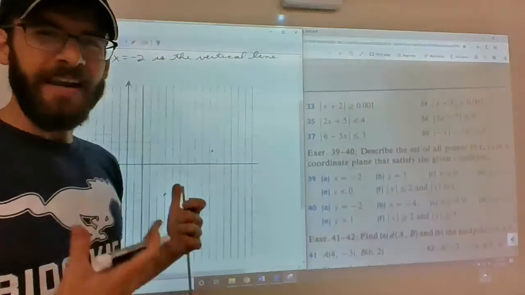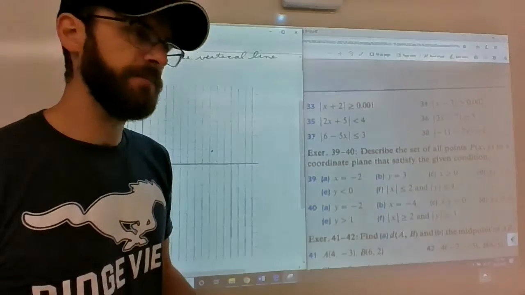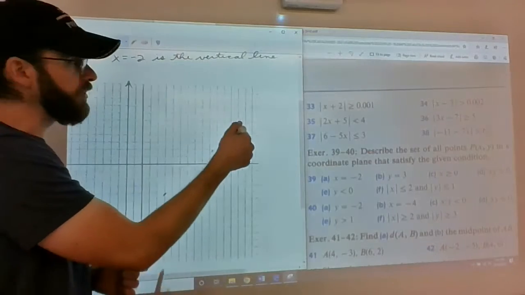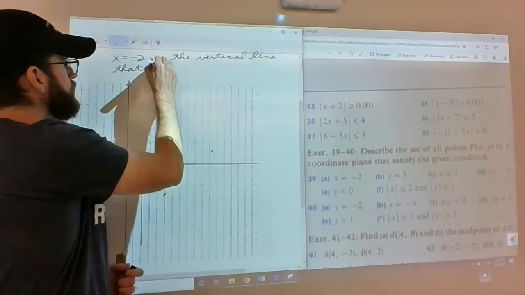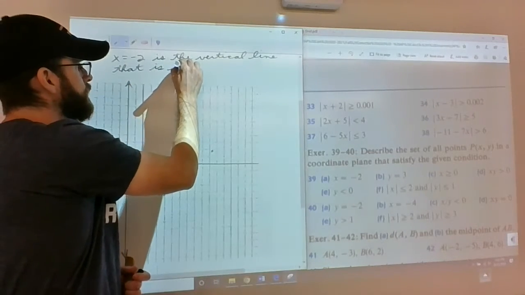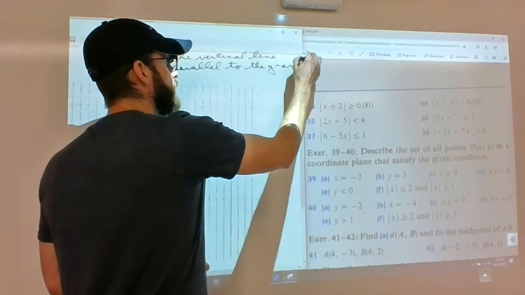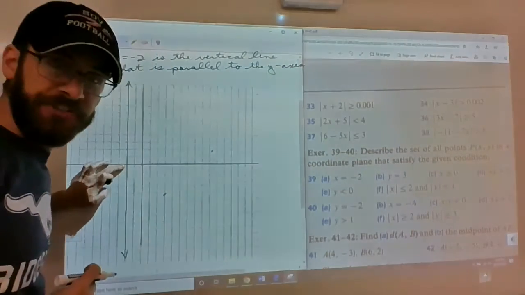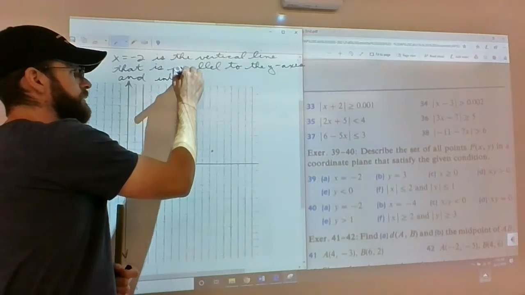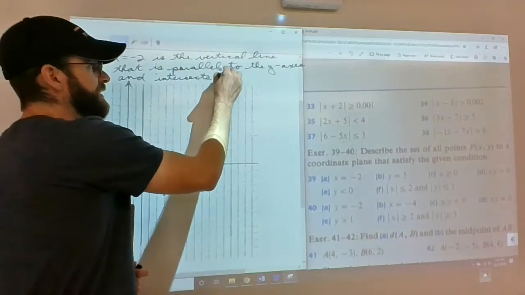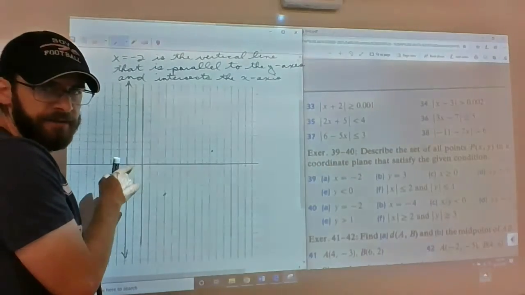and then a lot of times we talk about axes, y-axis, x-axis, when we're trying to describe a line. Like we always say, what's the y-intercept? And sometimes we ask what the x-intercept is. Well, this is the vertical line that is parallel to the y-axis and intersects the x-axis at this point, -2, 0.